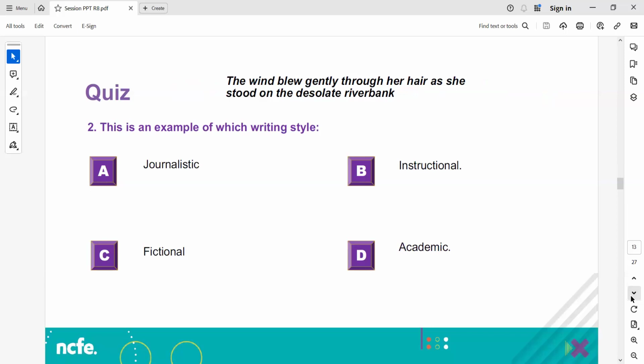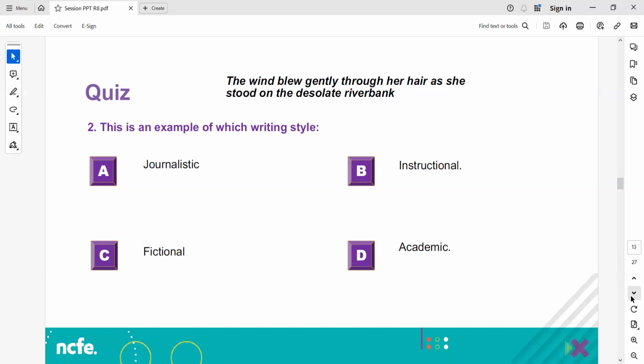The wind blew gently through her hair as she stood on the desolate riverbank. So which writing style is this? Fictional. Good, it's fictional. How do we know it's fictional? Flowery language. Good, so the descriptive or flowery language.